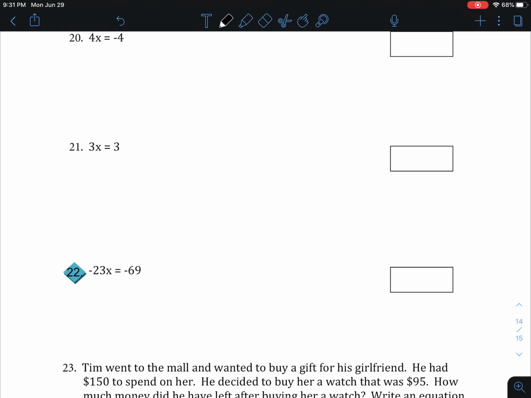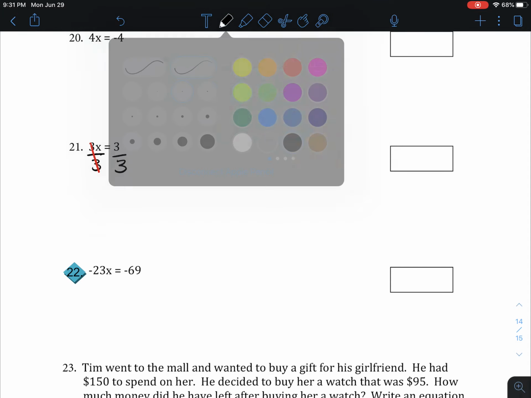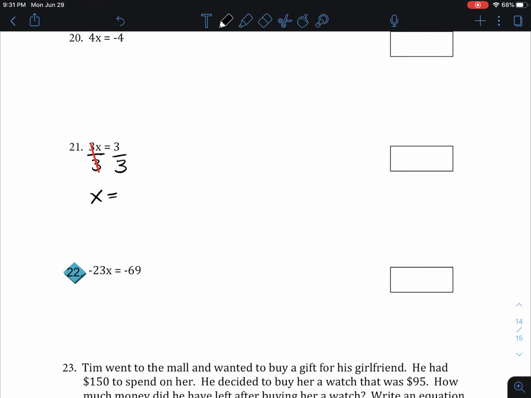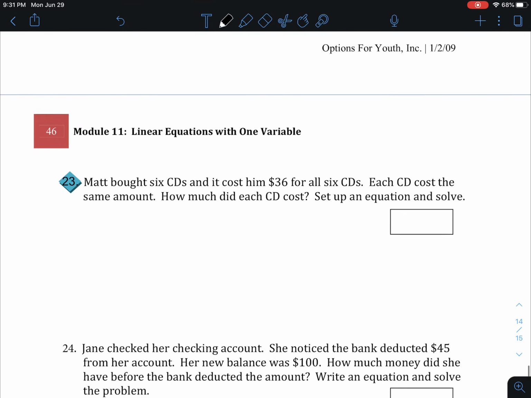So to do 22, all we have to do is the same thing that we've been doing. I'll do 21 though to help you out. So just divide both sides by 3. That allows us to get rid of the 3 that is next to the x and get x by itself, and now we're left with x equals 1. So do 22 now.